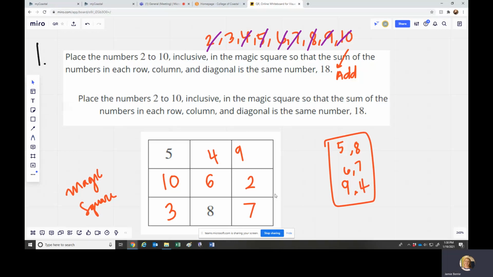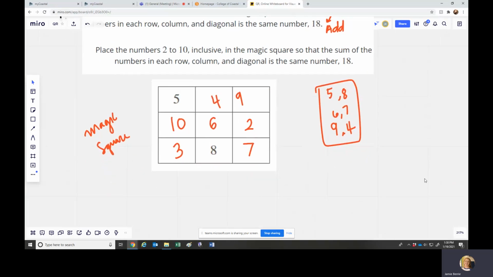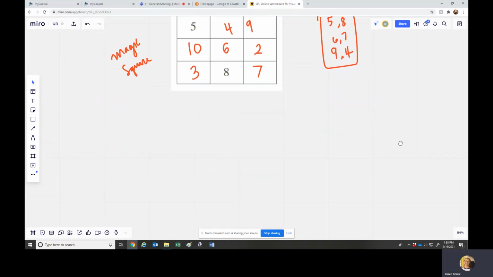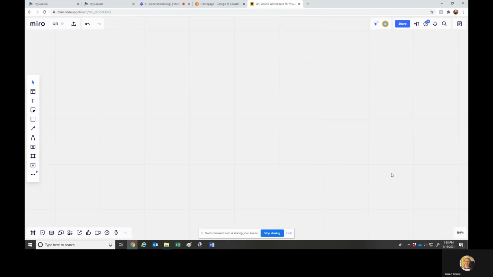And our magic squares filled in. So I wouldn't put something like this on the test, but it was just a fun problem that we could start off with. Let's look at the next problem.